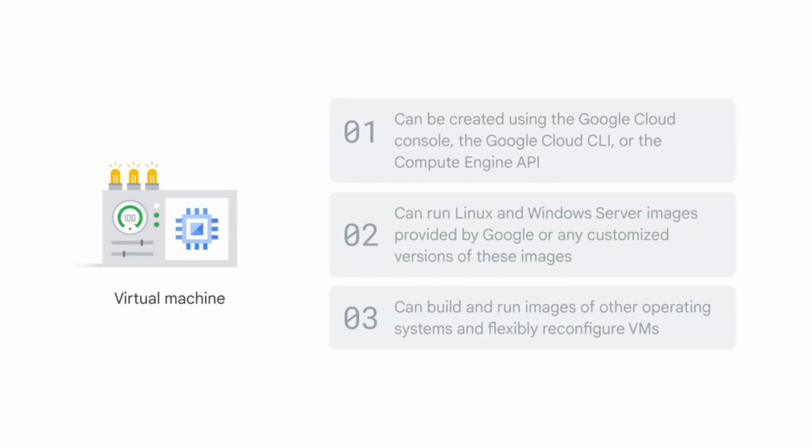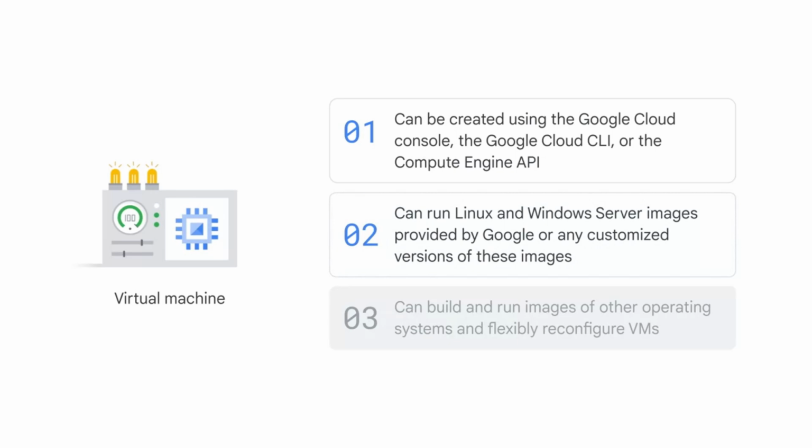A virtual machine instance can be created via the Google Cloud Console, which is a web-based tool to manage Google Cloud projects and resources, the Google Cloud CLI, or the Compute Engine API. The instance can run Linux and Windows Server images provided by Google or any customized versions of these images. You can also build and run images of other operating systems and flexibly reconfigure virtual machines.